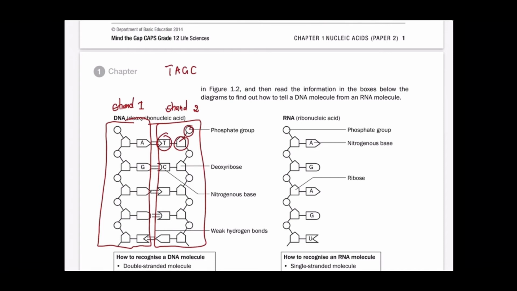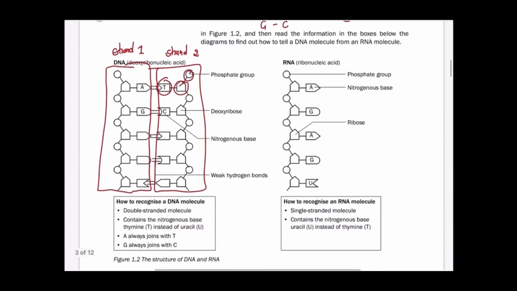So it's simple. T stands for thymine. It always pairs with what? With adenine. And guanine always pairs with what? With cytosine. And uracil, because we said that RNA does not contain thymine, it means that uracil is always going to pair with adenine. So you just replace your thymine with uracil in RNA, and then you'll be good to go.